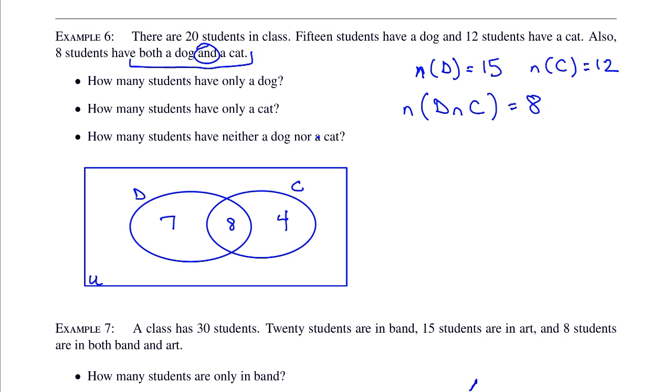What else? Yeah, there's one more person in the universe that is outside of the dog and the cat sections because of what information? Right there. There were 20 students in class. 7, 8, and 4 is 19. So there's one more person to be accounted for. That person is outside of the dog and the cat. Okay? So how many students have only a dog? 7. How many students have only a cat? 4. And how many students have neither dog nor cat? 1 student.